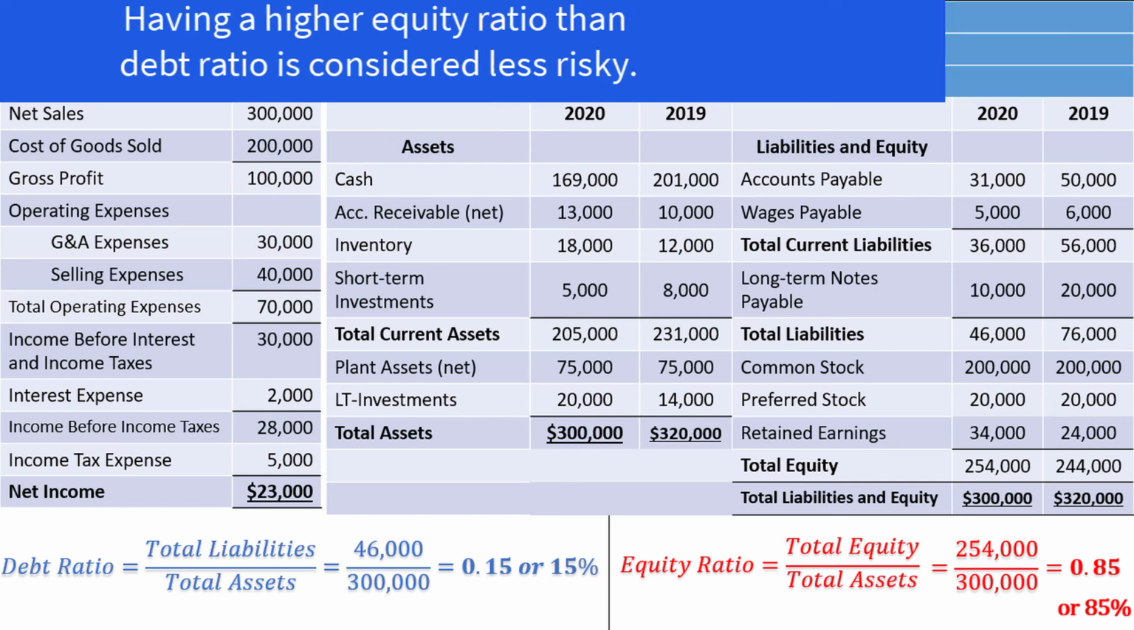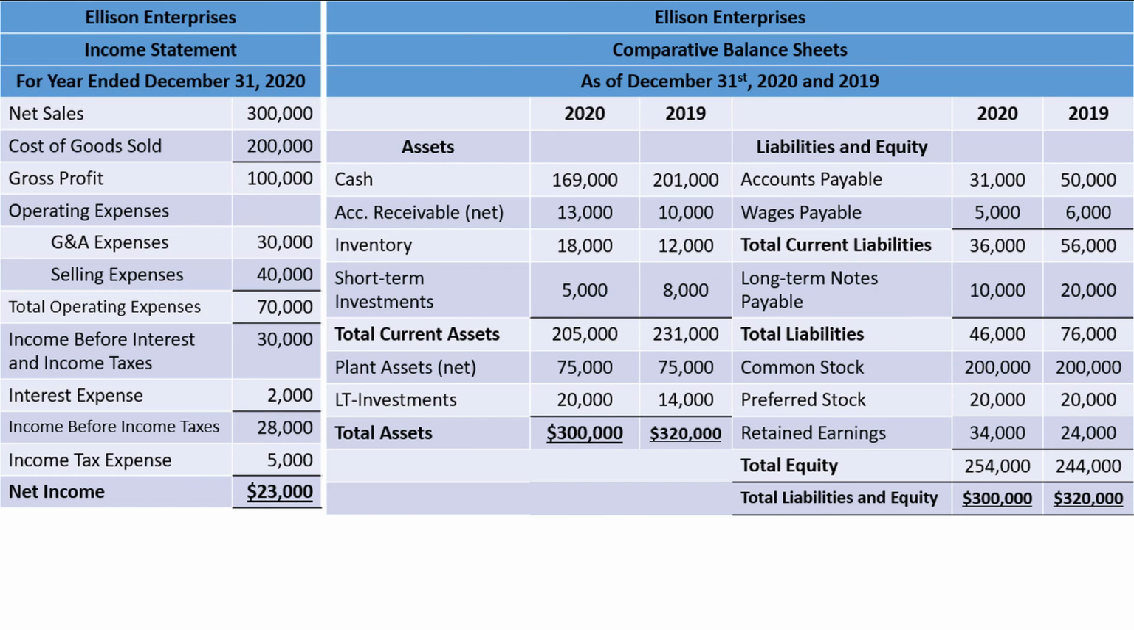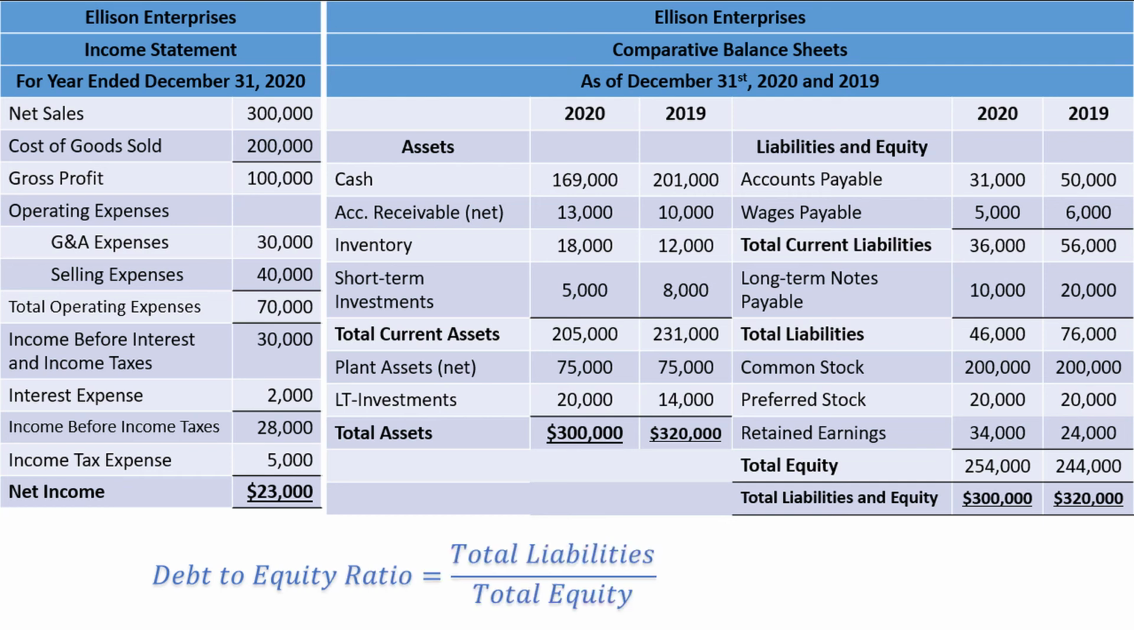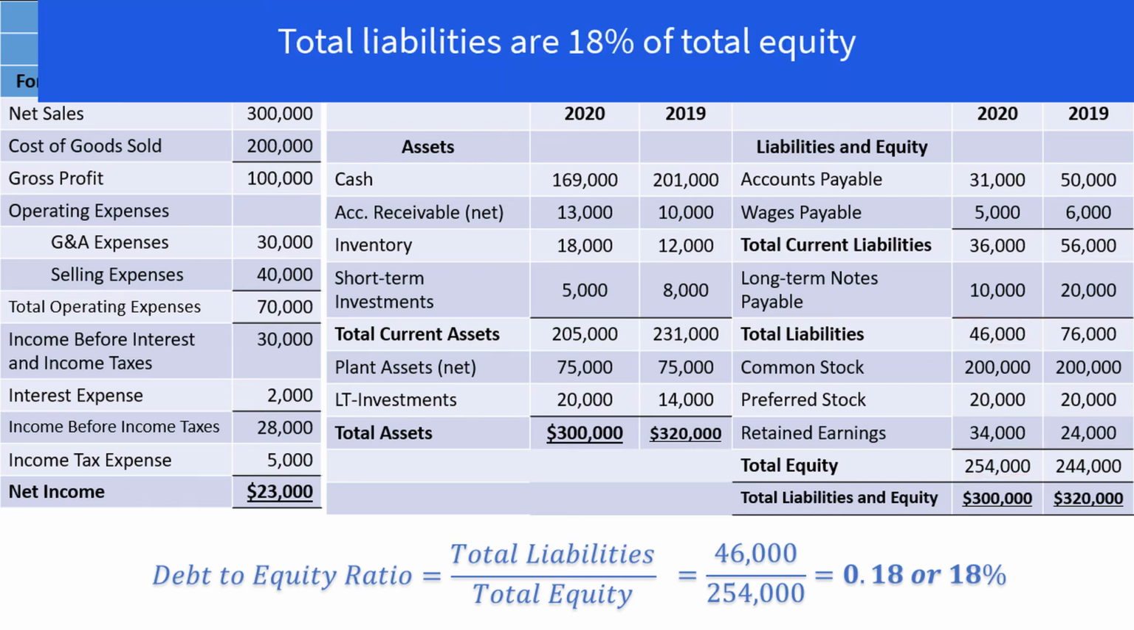The third solvency ratio we will look at is the debt-to-equity ratio, which takes total liabilities and divides by total equity. For our example, we have 46,000 divided by 254,000, which is equal to 0.18 or 18%. This tells us that total liabilities are 18% of total equity.